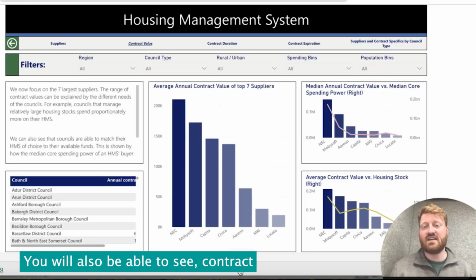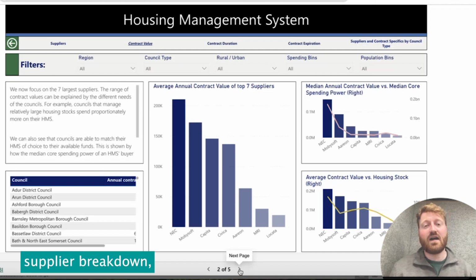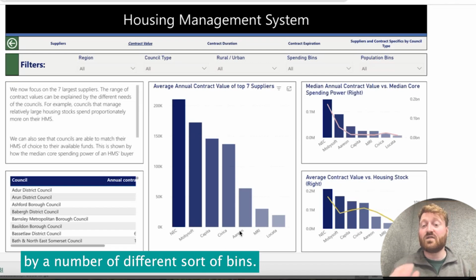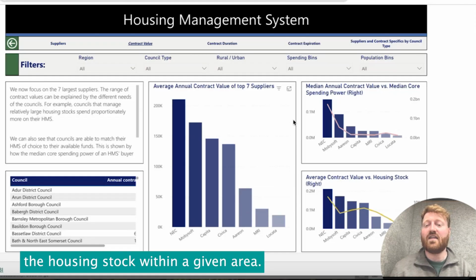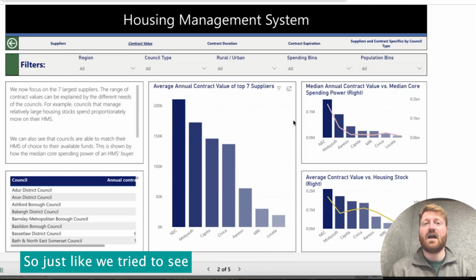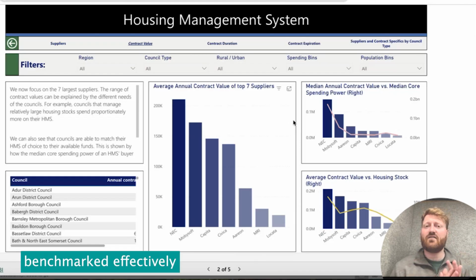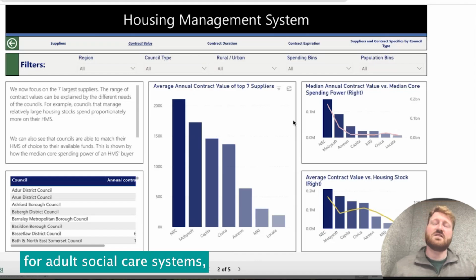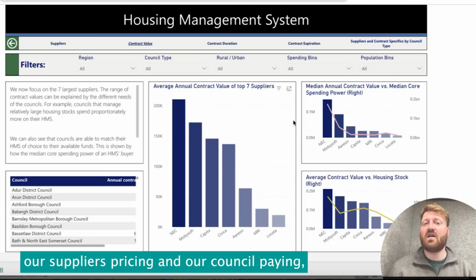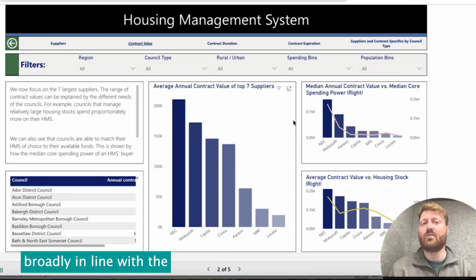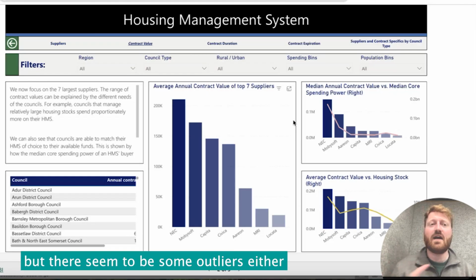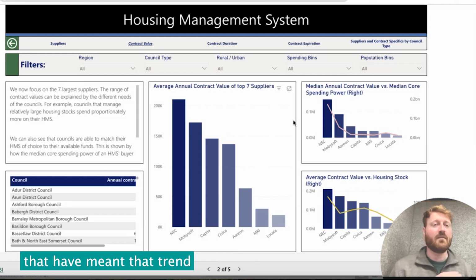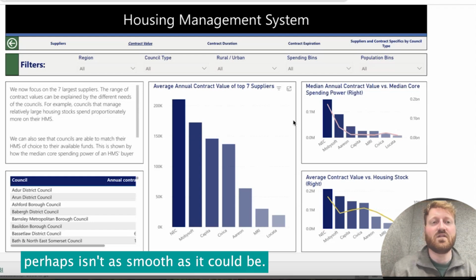You will also be able to see contract value by supplier breakdown, by a number of different bins. And in this case, in particular, we looked at the pricing according to the housing stock within a given area. So just like we tried to see whether pricing benchmarked effectively to social worker numbers for adult social care systems, for housing, we've tried to understand whether suppliers' pricing and councils are paying broadly in line with the amount of housing stock that they have in an area. And the takeaway really is the same. It is broadly following the right pattern, but there seem to be some outliers either overpaying or underpaying that have meant that trend that should be slightly smoother perhaps isn't as smooth as it could be.